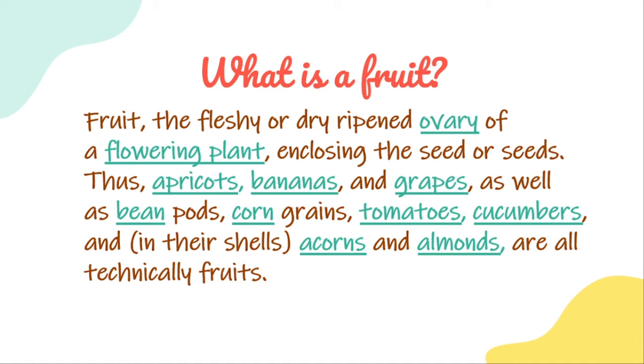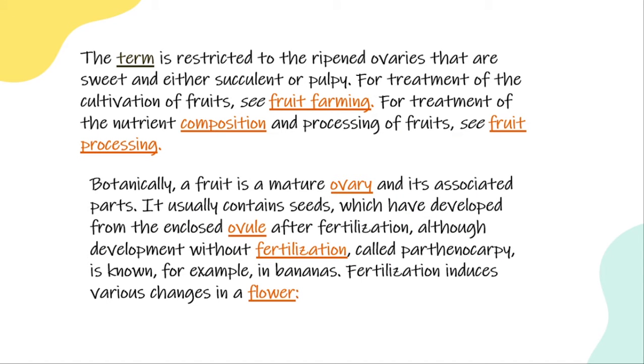Daghan kayong klase-klaseng fruits nga atong magamit, for example sa pagluto, like pineapples ginagamit nato na siya. Daghan kay benefits ang usa ka fruit. Now the term is restricted to the ripened ovaries that are sweet and either succulent or pulpy. For treatment of the cultivation of fruits, see fruit farming. For treatment of the nutrient composition and processing of fruits, see fruit processing.